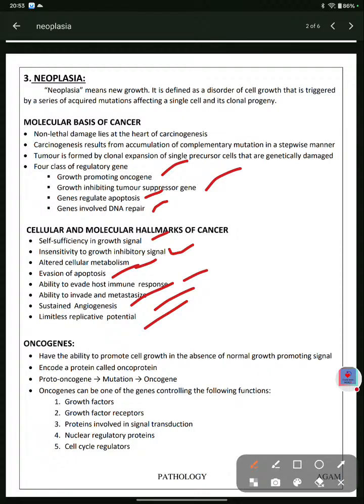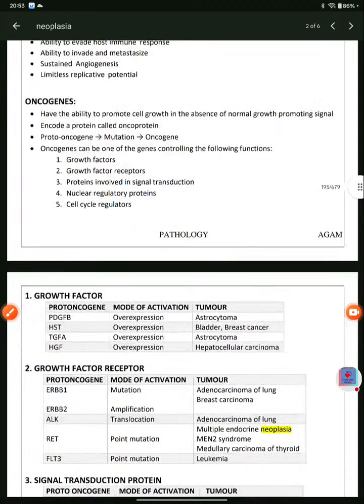Oncogenes have the ability to promote cell growth in the absence of normal growth promoting signals. They encode a protein called oncoprotein. Proto-oncogene mutation gives an oncogene. Oncogenes can be among the genes controlling the functions.